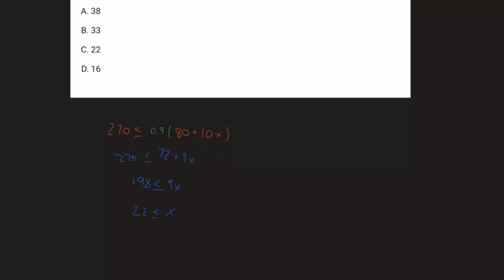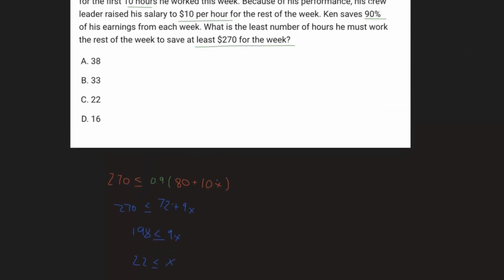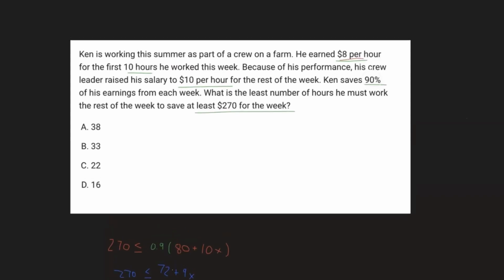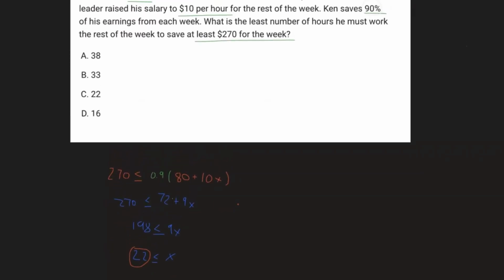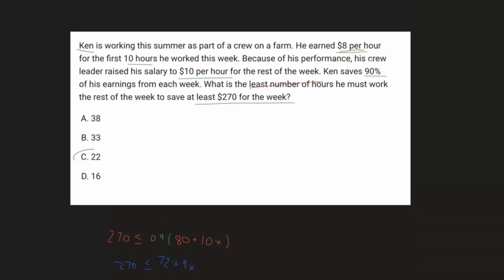All right, so what does this represent? Well, this means that in order to save at least $270, Ken will have to work at least 22 hours, right? But this also means that if he works greater than 22 hours, he'll save more than $270. But we just want to find the number of hours that it'll take him to save at least $270, working the least number of hours, right? And the least number of hours in our case is right here, 22 hours, because that's the minimum that he has to work. And therefore, our answer choice is going to be C.